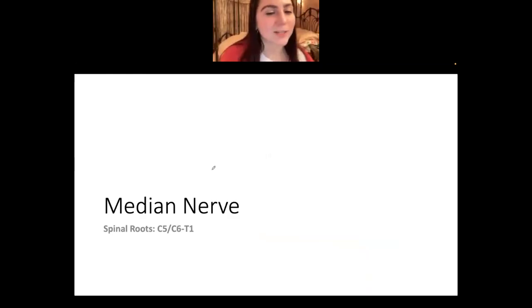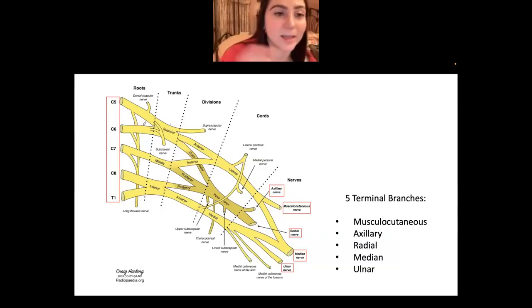All right. Two more: your median nerve and your ulnar nerve. These are the last two. So your median nerve is going to be C5, C6 to T1. And the reason I mention C5, C6 is because I see it both ways. Sometimes it includes C5, sometimes it doesn't.